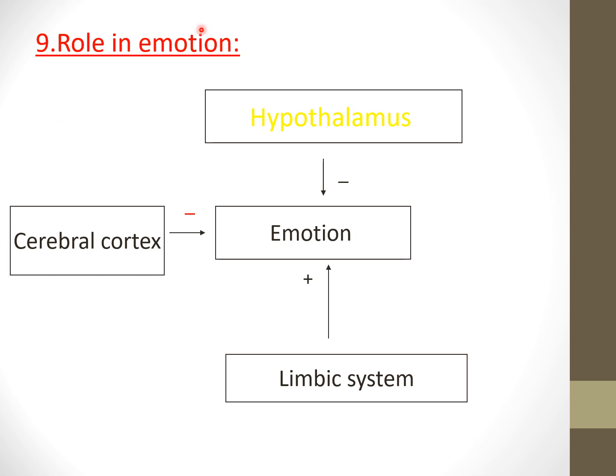Role in emotion. Any kind of emotional thing involves the cerebral cortex. So the hypothalamus, limbic system and cerebral cortex all coordinate with each other and cause control of emotion.